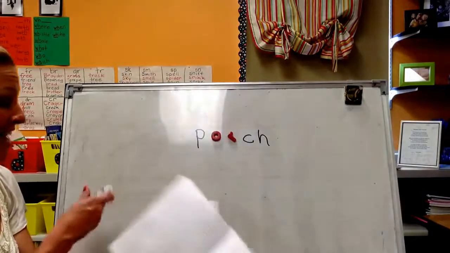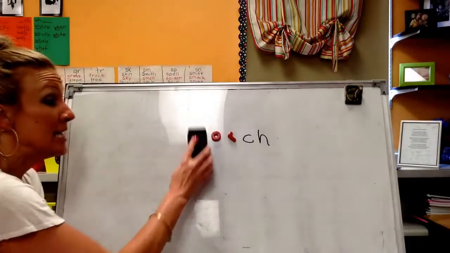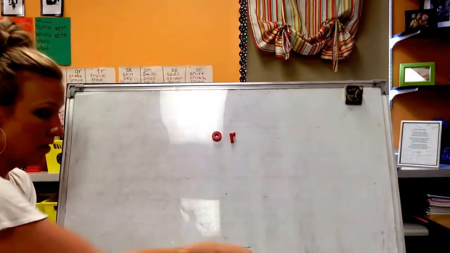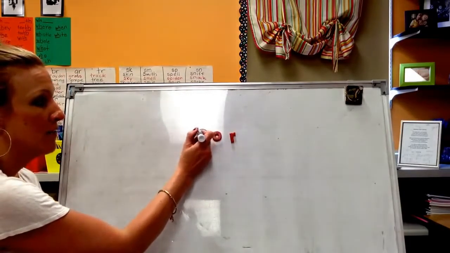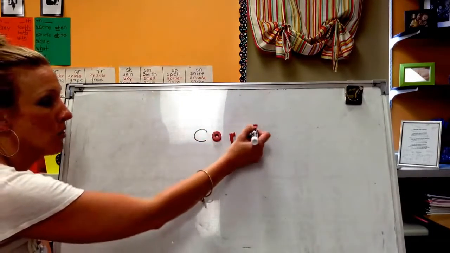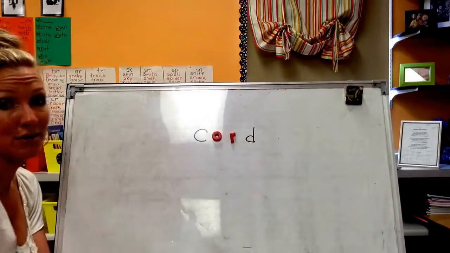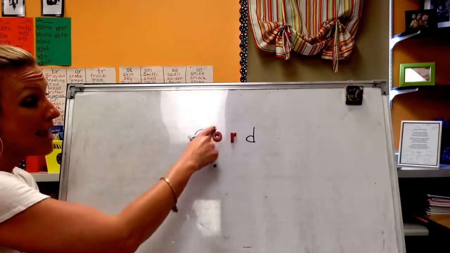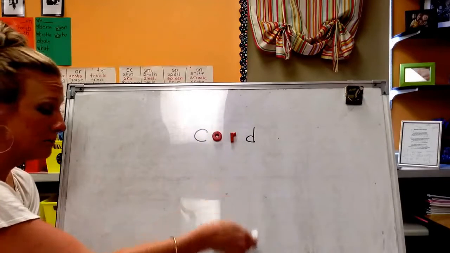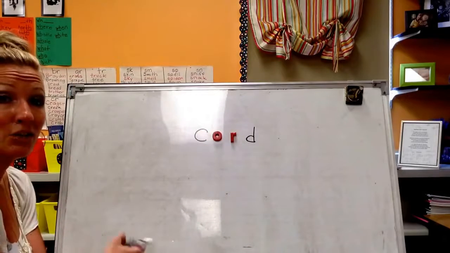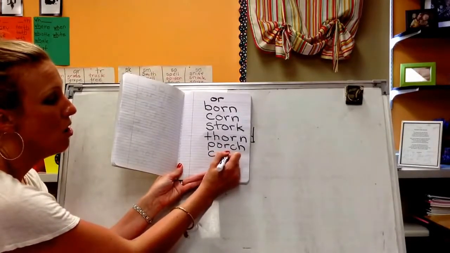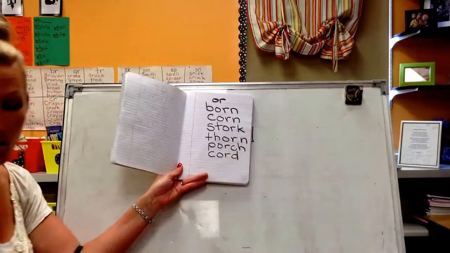Another word that has the OR word pattern in it is the word cord. Cord. So I have a C, ord, and then the D sound at the end, cord. So when I hear or, I write it as O-R. Let's go ahead and write that in your word study notebook, cord. C-O-R-D, cord.